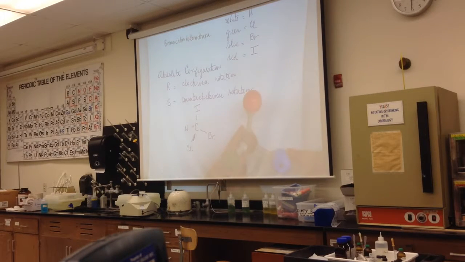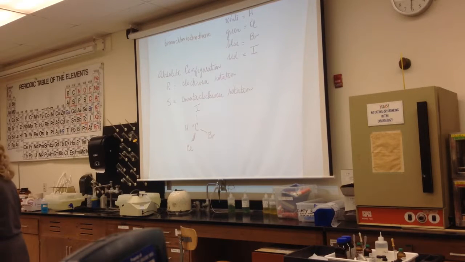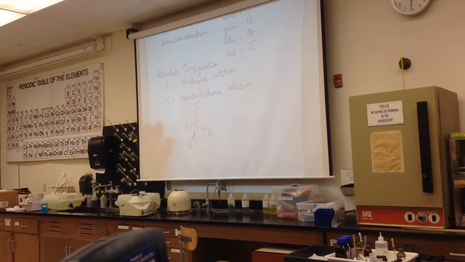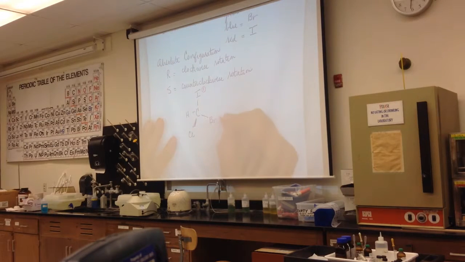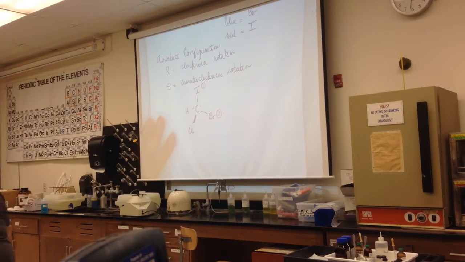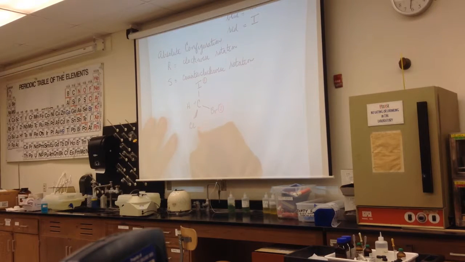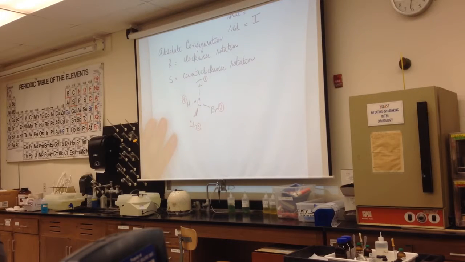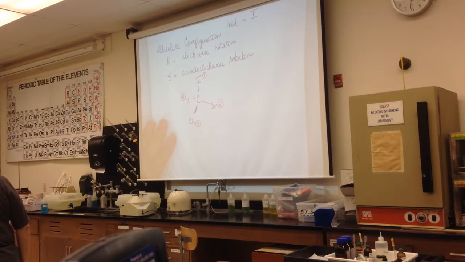Red is iodine, blue is bromine, to the front is chlorine. Okay, so that's the model. By convention, and by the Cahn-Ingold-Prelog rules, you assign priorities to these atoms based on the atomic number. The higher the atomic number, the higher the priority. Iodine is 53, I'm going to give this one number 1 priority. Bromine is 35, I'm going to give it number 2. Chlorine is 17, this is going to be number 3. Hydrogen is 1, I'm going to give it number 4. Okay? So that's how we organize it.